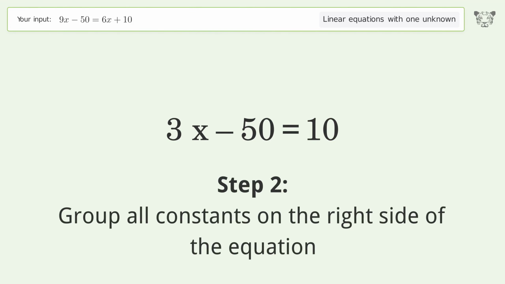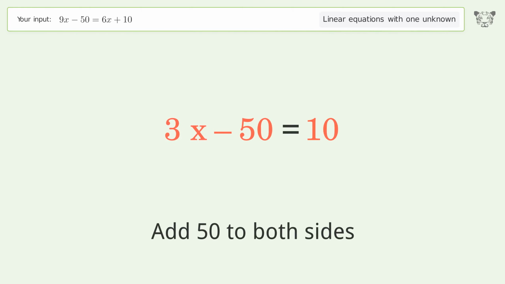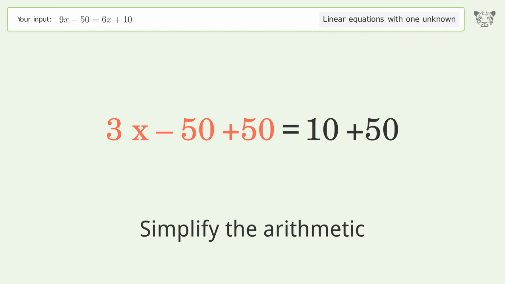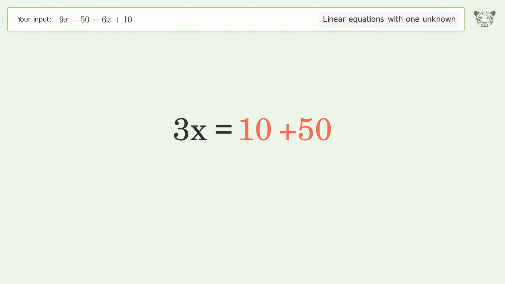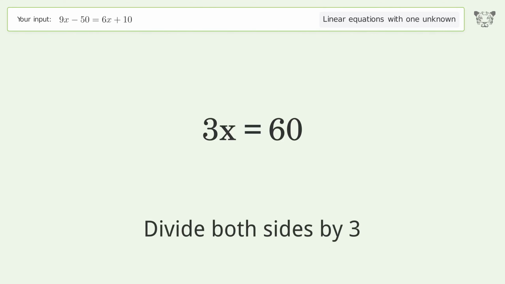Group all constants on the right side of the equation. Add 50 to both sides. Simplify the arithmetic. Isolate the x. Divide both sides by 3.